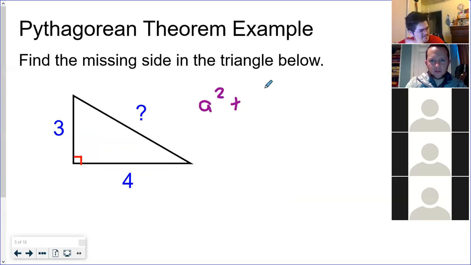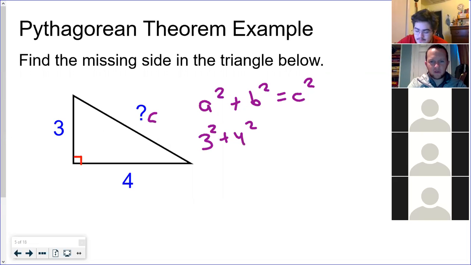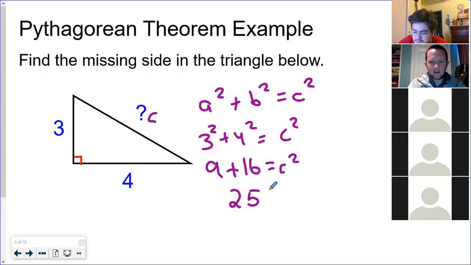A squared plus B squared equals C squared. Now, what letter is always a hypotenuse? C. Thanks, guys. So this is going to be C. So A and B, it doesn't matter which one I use. So I'm just going to say 3 squared plus 4 squared is equal to C squared. 3 squared is 9. 4 squared is 16. So that tells me if I add up their squared areas, it gives me 25.